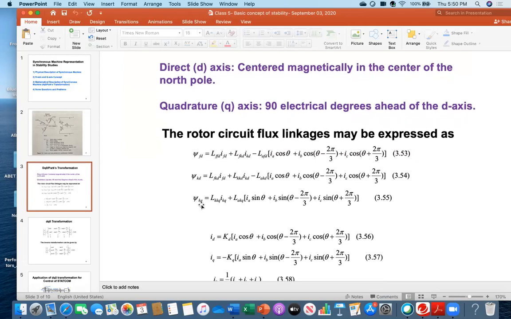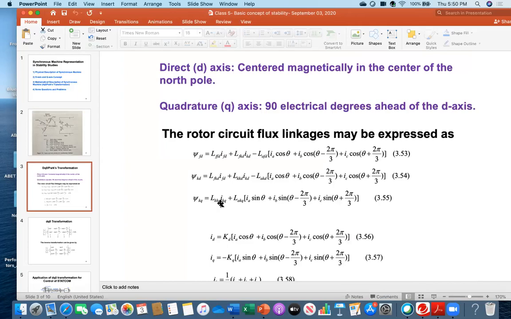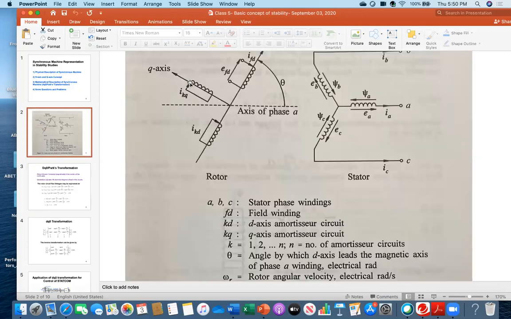Psi KQ, for this one. So for this one, what you can see is it's self on LKKQ. This means it's self flux linkage. But then you see this one is in 90 degrees, and cosine 90 is 0. So there is no term for this one.